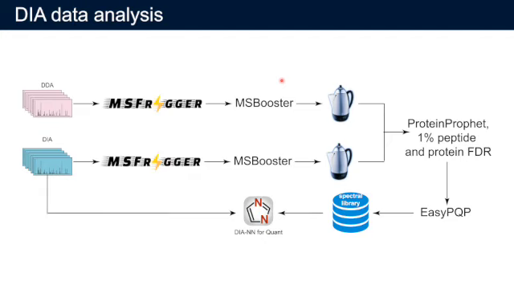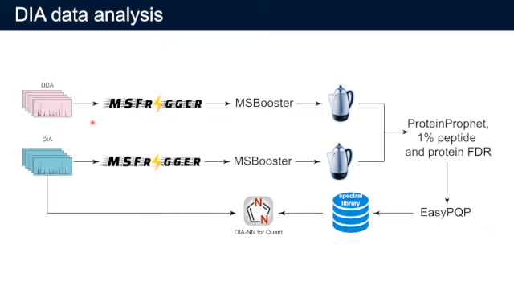So if users have DDA data only, they can search the DDA data with MSFragger, analyze it with MSBooster and Percolator, filter the peptides with 1% peptide and protein FDR, and then build a spectral library. And this spectral library can be used later on as a template to quantify the data from the DIA.